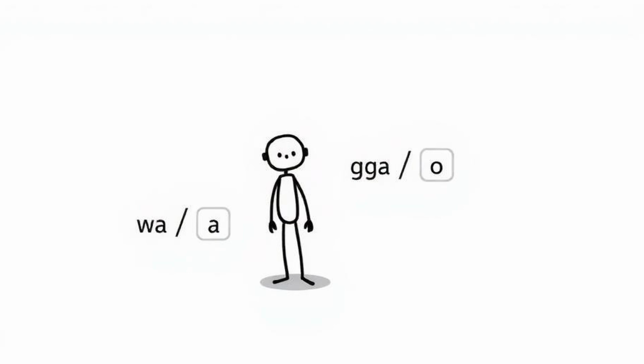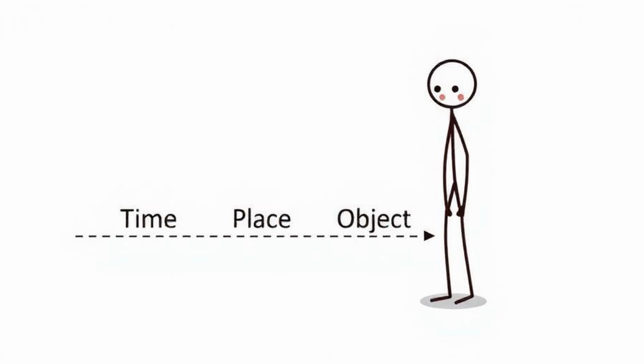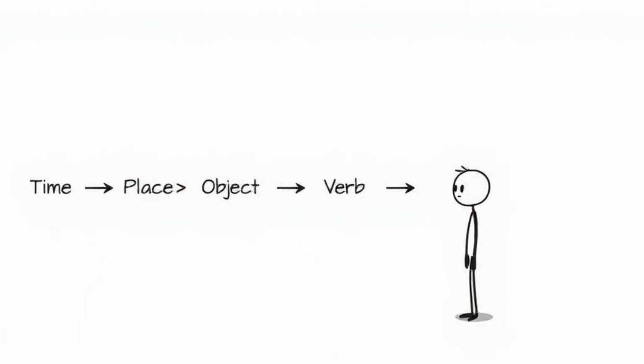A common question arises: what about the flexibility provided by particles? It is true that particles like wa, ga, and o provide grammatical markers, allowing for some stylistic variation to emphasize certain elements. However, it is crucial to understand that this flexibility exists within a framework. The zoom-in order is the default, the most natural, and the most frequently used structure. Thinking of it as a flexible system can be a trap for learners.